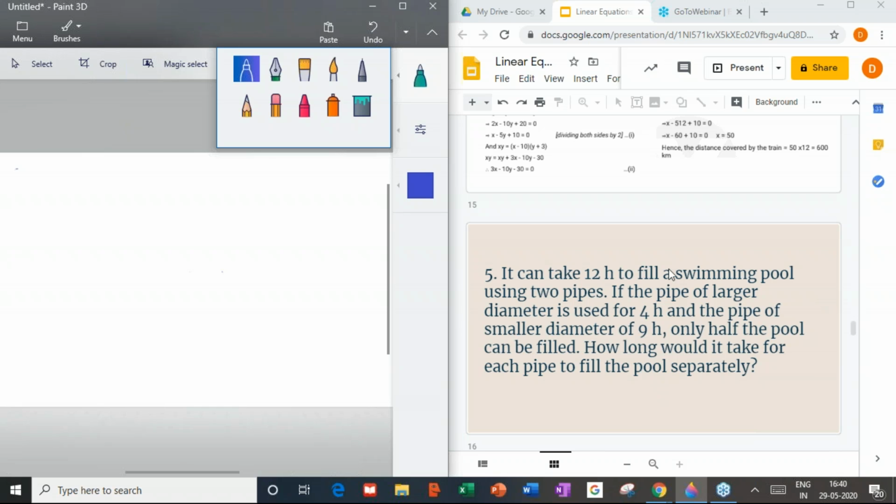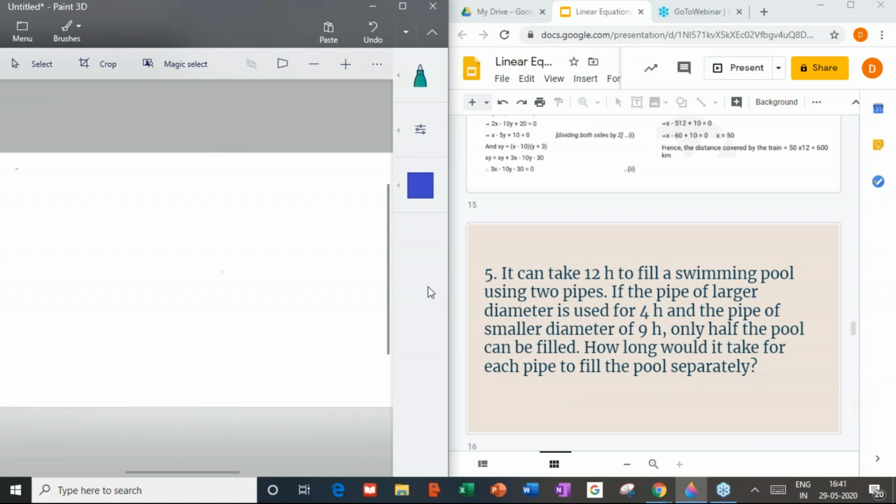So it takes 12 hours to fill a swimming pool using two pipes. If the pipe of larger diameter is used for 4 hours and the pipe of smaller diameter is used for 9 hours, only half the pool can be filled. How long would it take for each pipe to fill the pool separately?